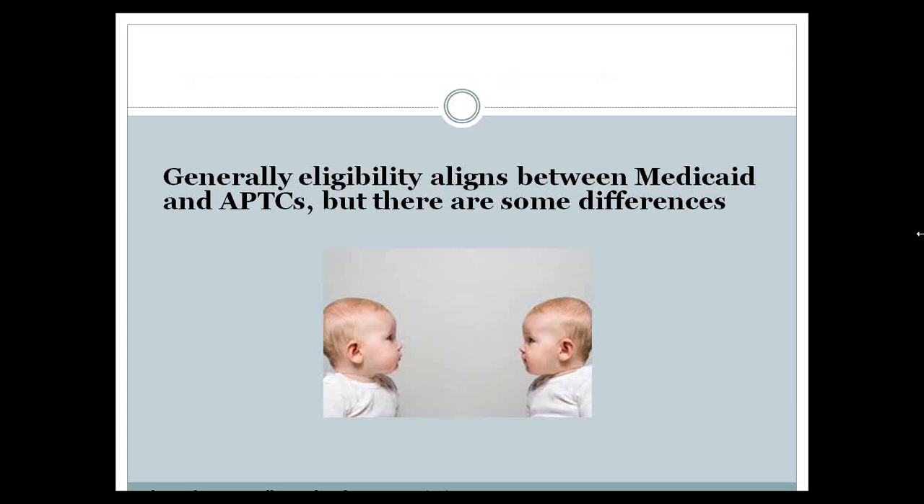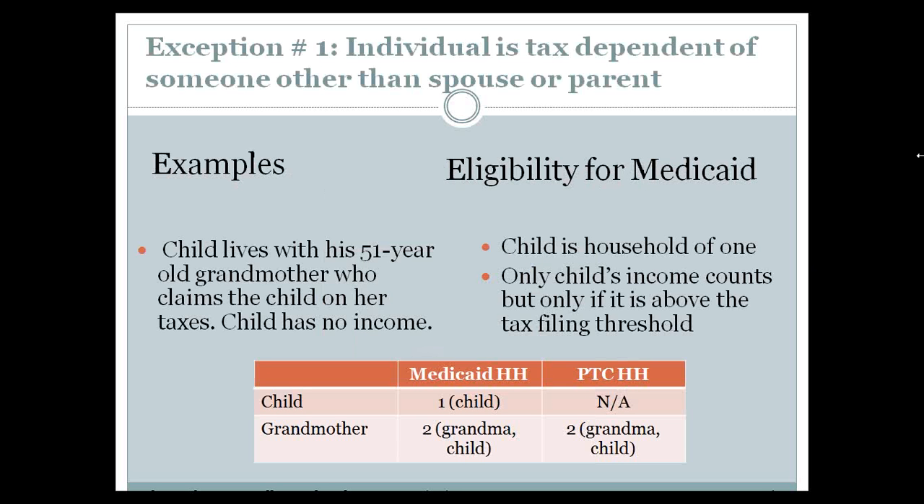Now, when we think about who's eligible for Medicaid in the new world of Medicaid, where we apply what's called MAGI, or the Modified Adjusted Gross Income, there's an alignment between people eligible for the marketplace and people eligible for Medicaid in terms of the groups that they fall in. When we say APTC, we mean advanced premium tax credits that people can get in the marketplace. But there are a few differences in the groups in the marketplace and in Medicaid, and I'm going to talk about those right now.